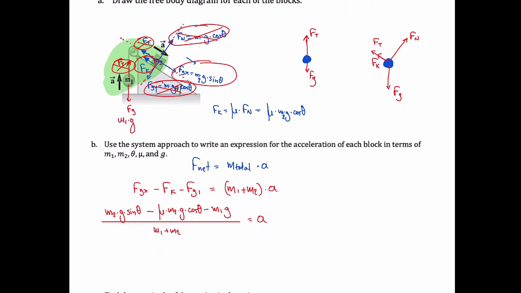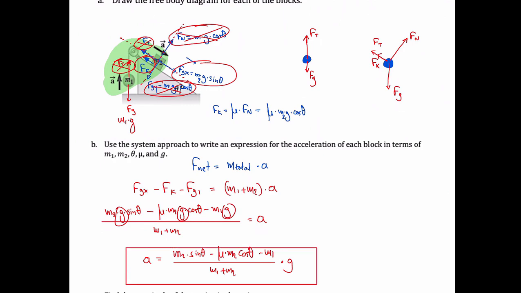And the only thing that I believe we can do is bring the g out as a common factor, so the acceleration is equal to m2 sine theta minus mu m2 cosine theta minus m1, over m1 plus m2, multiplied by g. And this is the answer for part B, where we needed to find the acceleration of the system. The acceleration of each block is equal to the acceleration of the system, since the two blocks are moving together.